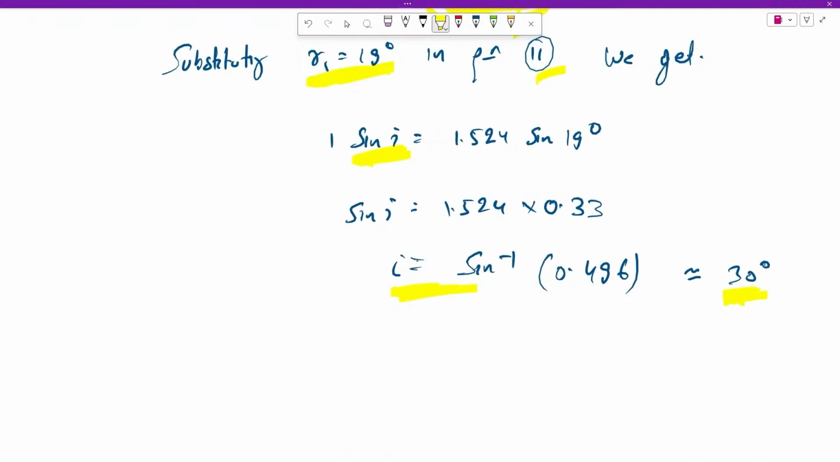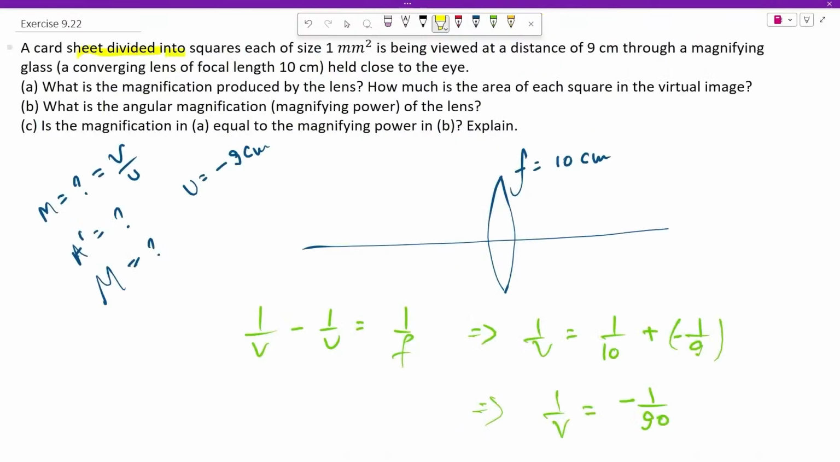The question says that a card sheet divided into squares, each of size 1 millimeter square, is being viewed at a distance of 9 centimeter through a magnifying glass, a converging lens of focal length 10 centimeter held close to the eye. Now, what is the magnification produced by the lens, and how much is the area of each square of the virtual image?